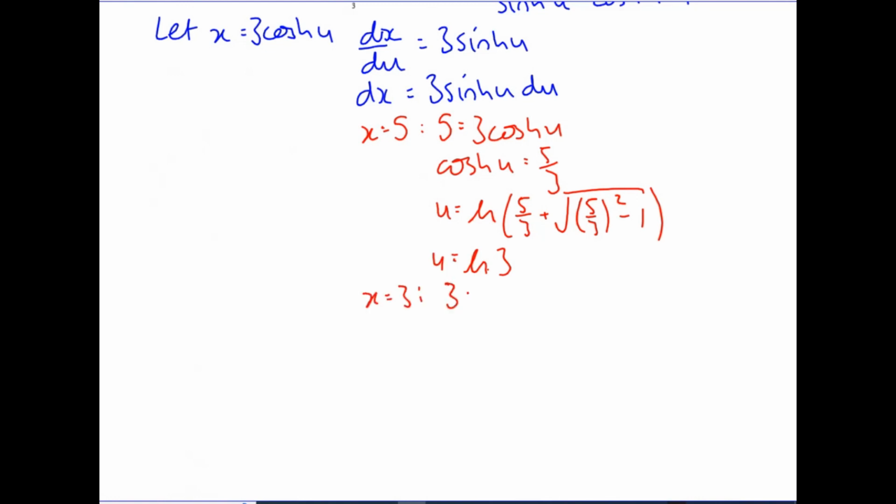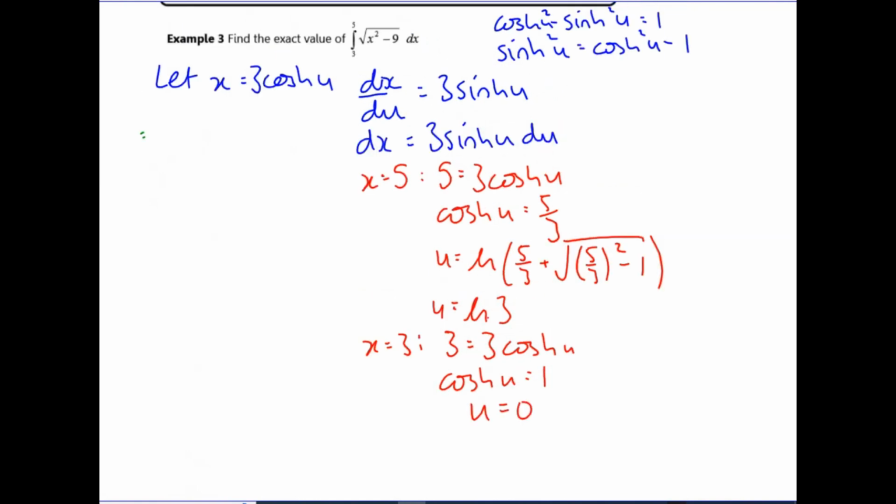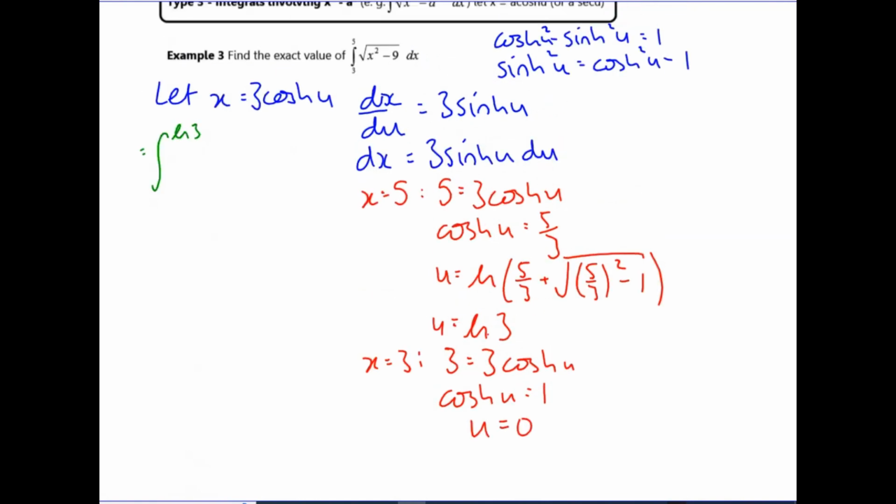When x equals 3, you get 3 equals 3 cosh u. So cosh u equals 1, and this has the solution that u equals 0. These are your new limits. Let's start subbing everything into our integral. So our integral now is between ln 3 and 0.